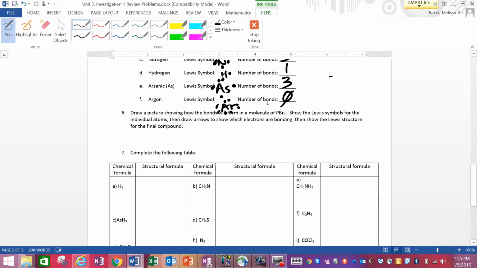Number 6, draw a picture of how the bonds form in PBr3. Draw arrows to show where electrons are bonding. Show the Lewis structure. Okay, I'm not going to draw the arrows. I'm just going to draw the molecule. So 3 lonely electrons. So I'm going to face my bromine lonely electrons in that direction. Bromine's in group 7A, so each of these gets 7. Phosphorus, of course, was in group 5A, so it got 5 electrons. Once I've got those, I can connect my lonely electrons. And now I've got PBr3.